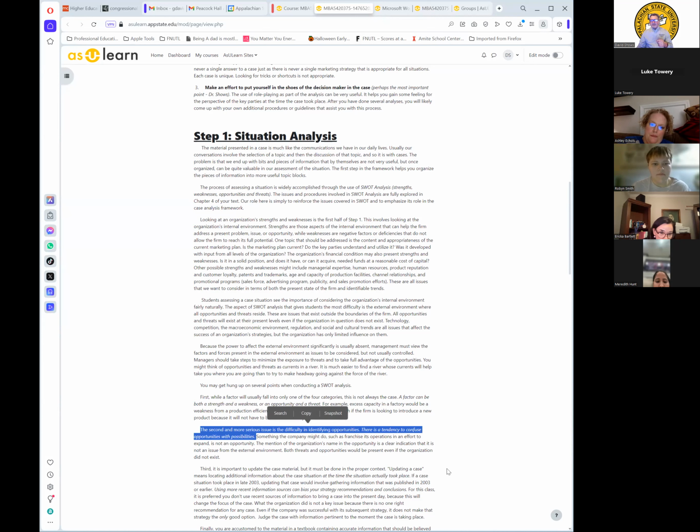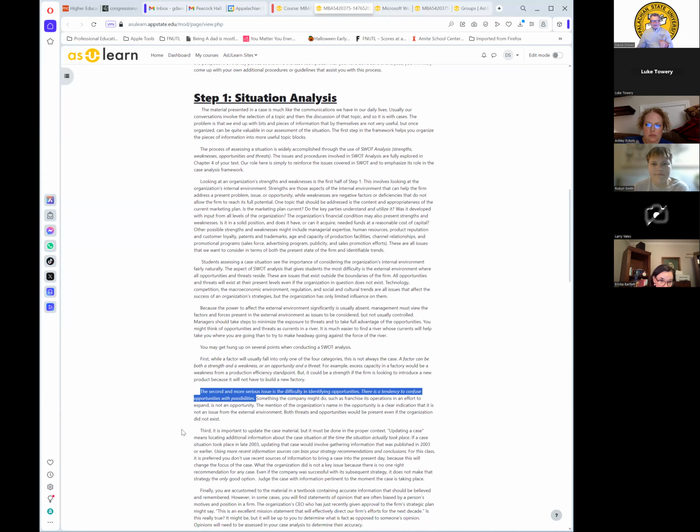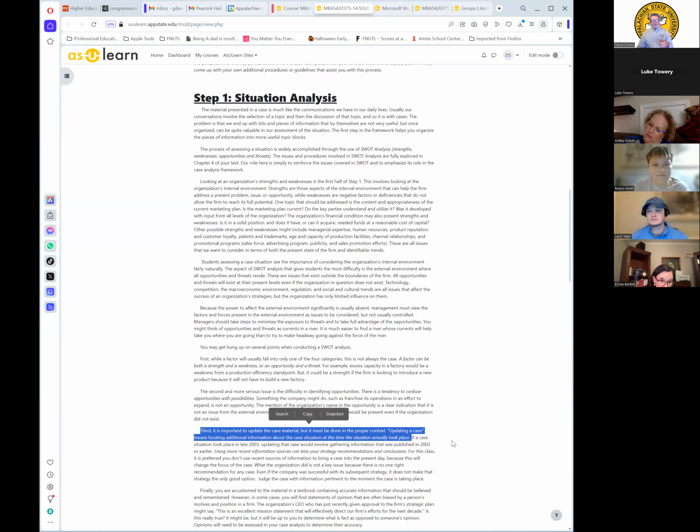Next, remember that opportunities may not necessarily be possibilities. It all depends on the internal strengths that you have, whether or not you have the resources to be able to exploit them. And finally, as I said, you have to make sure that you put the case situation in the time that the solution actually took place.